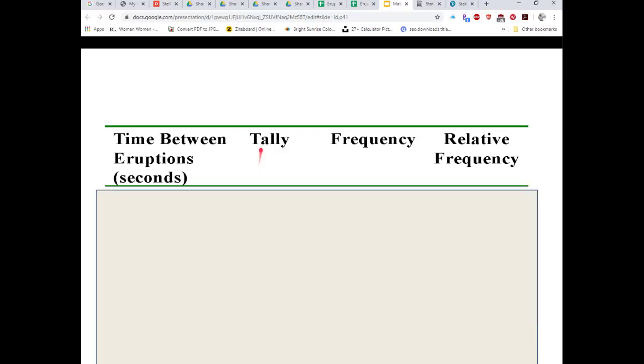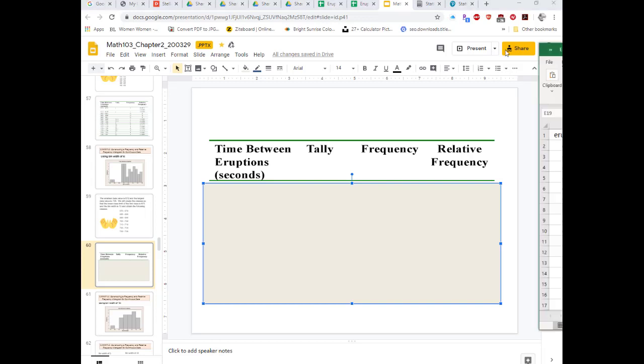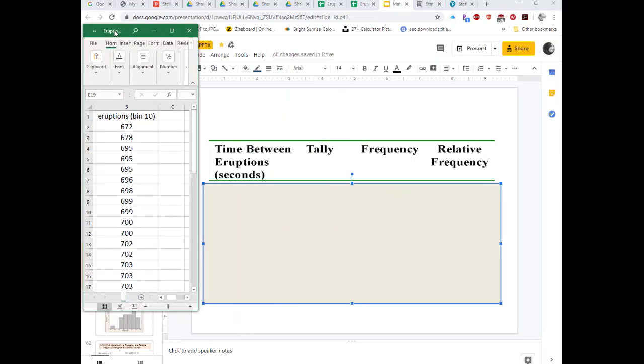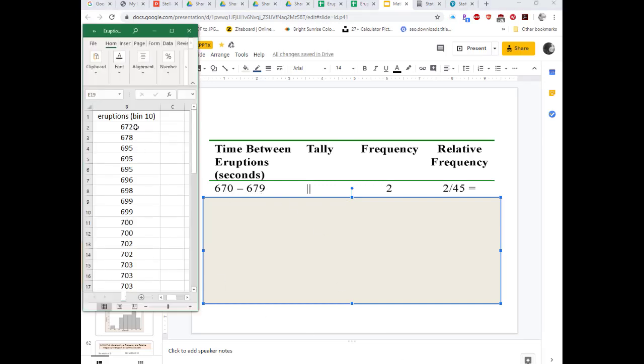And go ahead and exit out of this, okay? And I'll be able to pull this down here. And I'm going to go ahead and bring over my data again, okay? And let's look at my different bins. So my first bin is going to be 670 to 679. And if I look over here, between 670 and 679, I have 2 numbers.